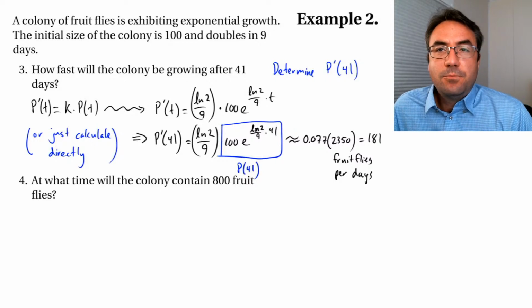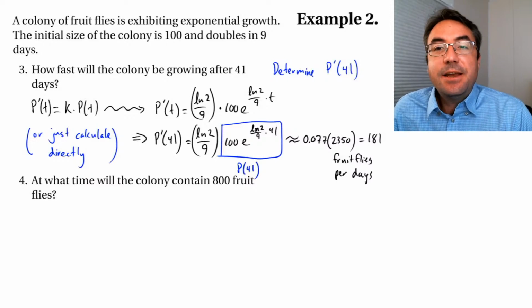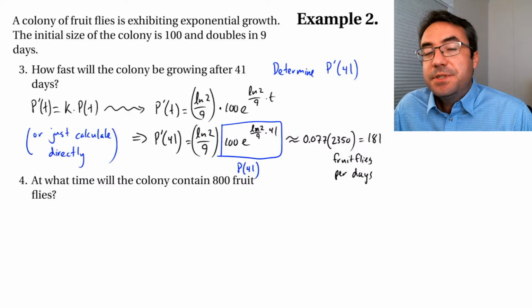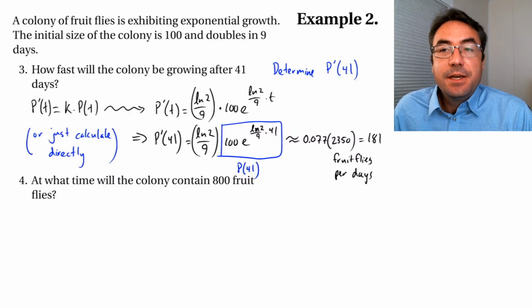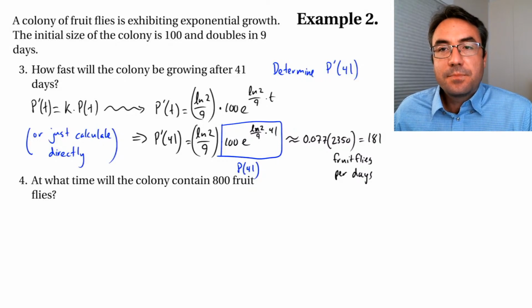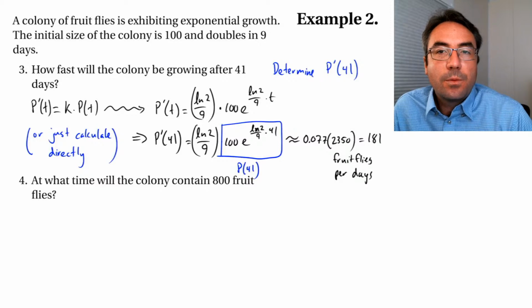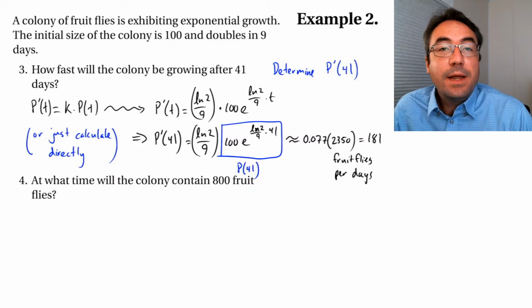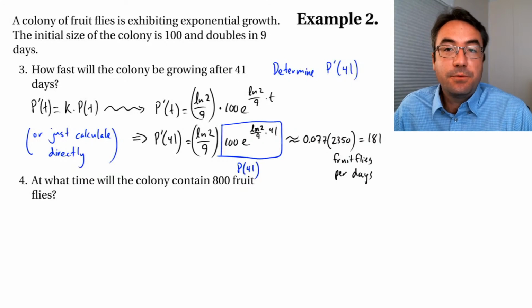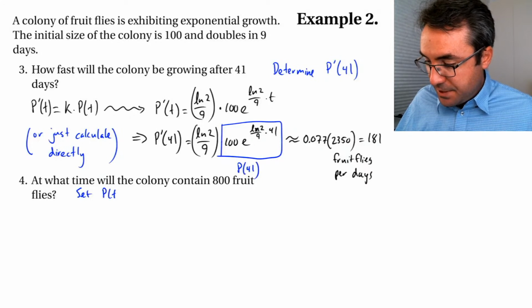All right, one more part here. At what time will the colony contain 800 fruit flies? So we can use that function we found, the function P of t, to make estimates or anticipate what happens at a future date. And that's really what we're going to see here: we want to figure out when our population is going to reach 800 fruit flies. And so to do this, we're going to set our function P of t equal to 800, and then we're going to solve for t.